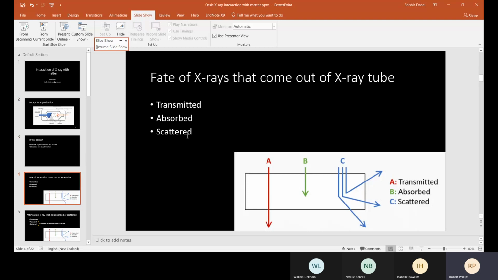So what happens is there is a matter. The X-ray interacts. It either gets transmitted, absorbed, or scattered. Detector detects transmitted X-ray, but it measures absorbed and scattered X-ray indirectly. And how it measures, I'll tell you. So the whole quantification of X-ray image is based on the absorbed and scattered X-ray.